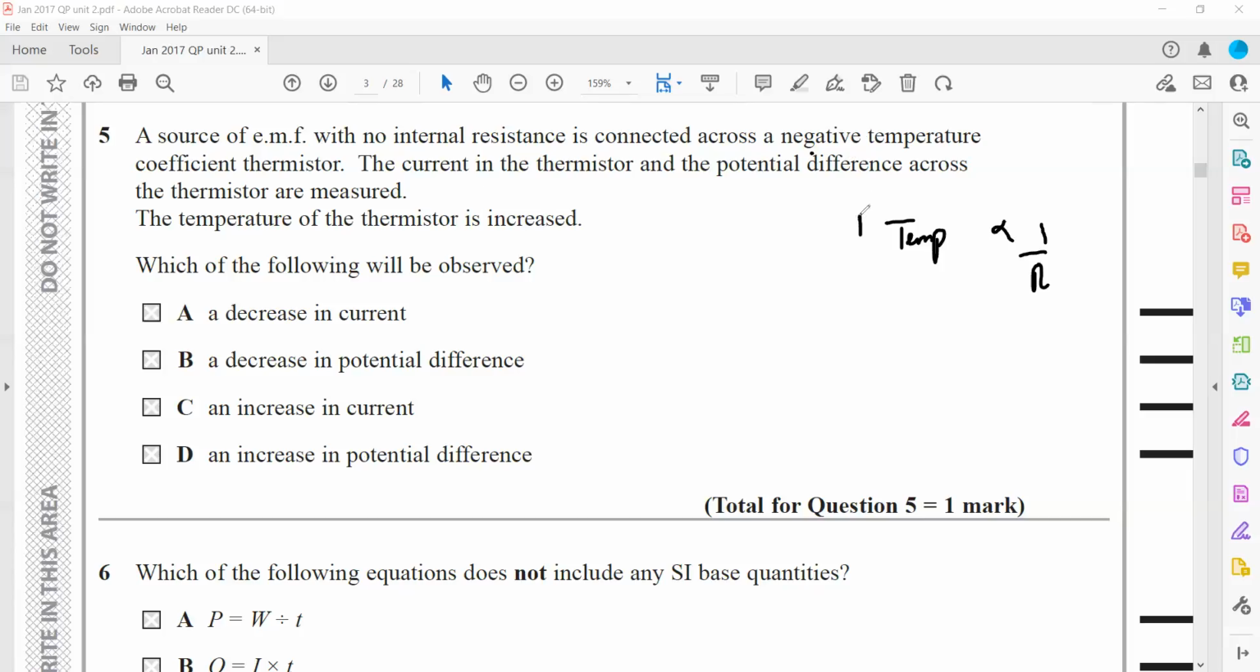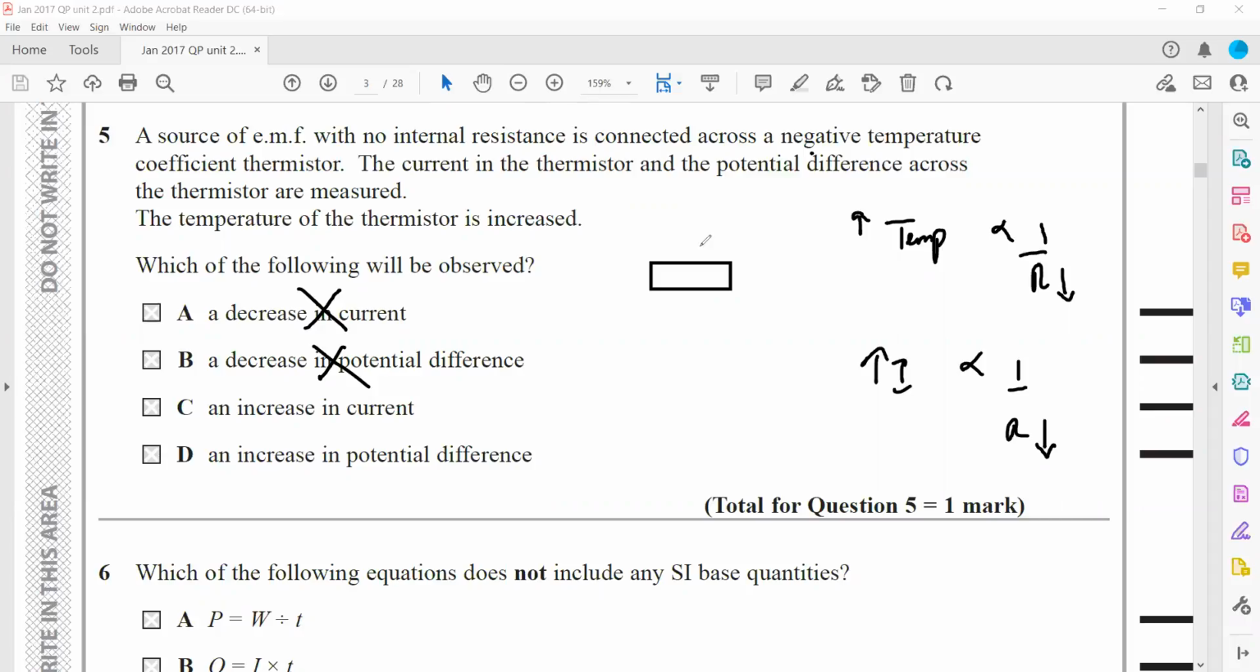Because when we increase the temperature, its resistance will decrease. As the resistance decreases, what is the relation between resistance and current? If resistance decreases for the component, the current will increase. So the first option, a decrease in current, is wrong. A decrease in potential: we are applying a potential, so we don't observe that. Like what potential did we apply?